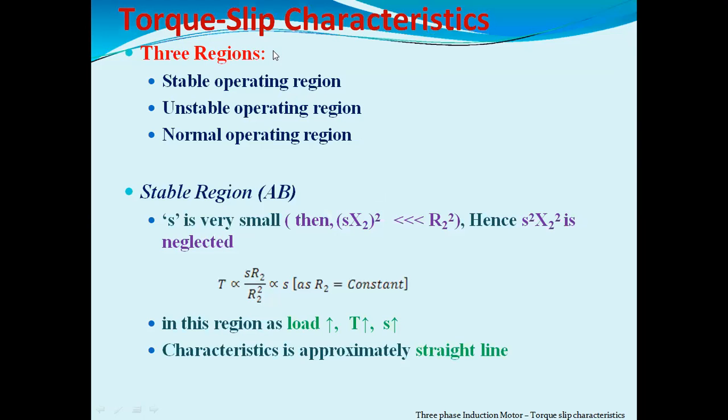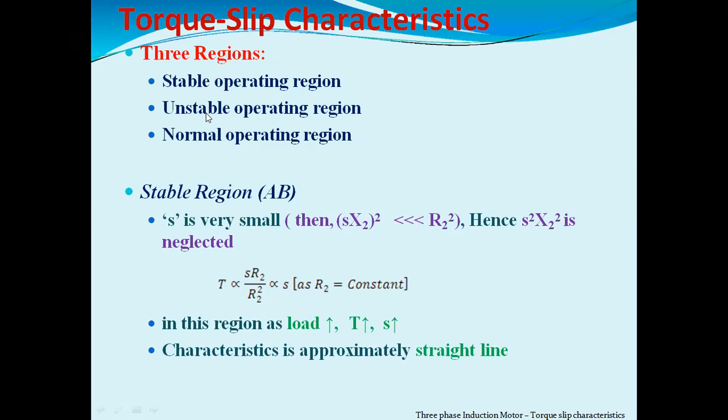We are saying the torque slip characteristics is divided into three regions. These are, first, from point O to point A. We are getting the region where the value of torque increases with the value of slip. So we are saying that region is a stable region.